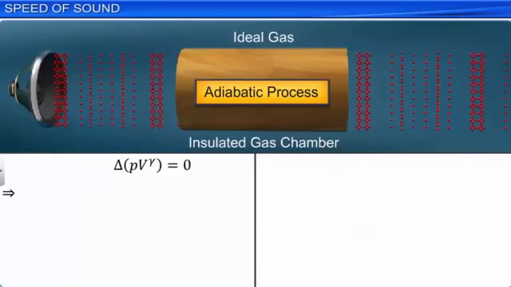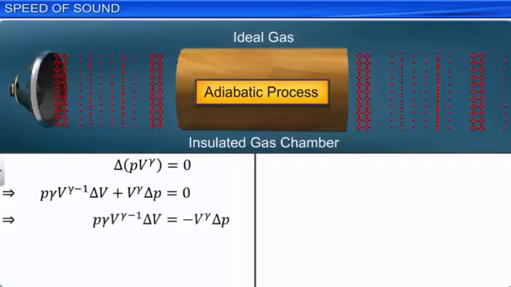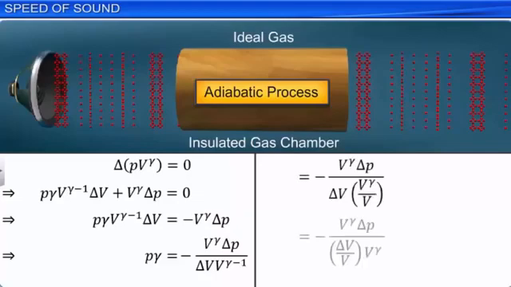This equation can be written as the product of P, gamma, V raised to the power gamma minus 1 and delta V equal to minus V raised to the power gamma into delta P. Therefore, P into gamma is equal to minus V raised to the power gamma into delta P by delta V into V raised to the power gamma minus 1. On further simplifying, we get P into gamma is equal to minus delta P by delta V by V. Thus, the bulk modulus of the gas is P gamma, and not just P, as Newton arrived at while deriving the expression.